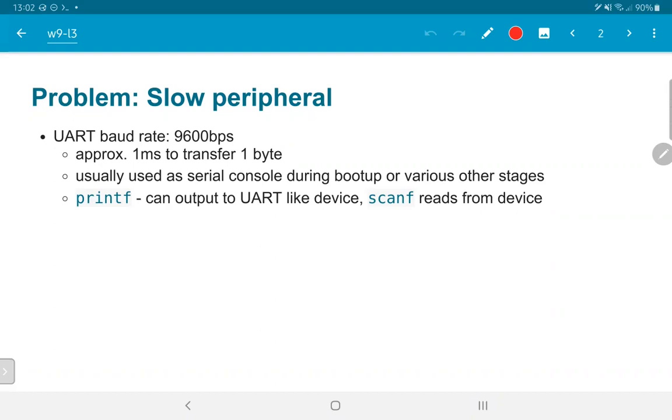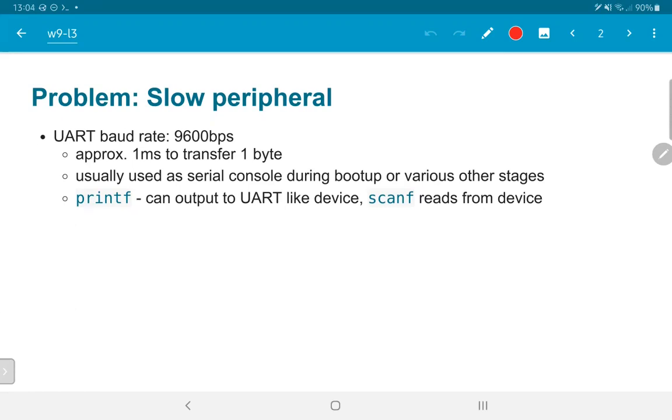Now, 9600 bits per second means that a byte, which is 8 bits, would take roughly about 1 millisecond to transfer. Maybe a little less than that, but close enough, 1 millisecond. Now, UARTs are commonly used as the serial console during boot up and in various other debugging applications for different kinds of processors. UARTs can be used as the target of printf statements, for example, and can be used to scan data for input to various functions.